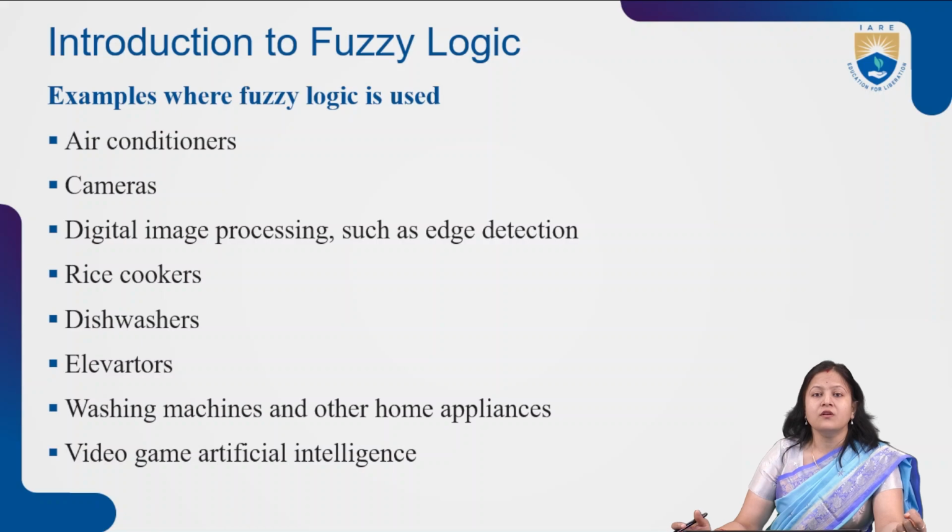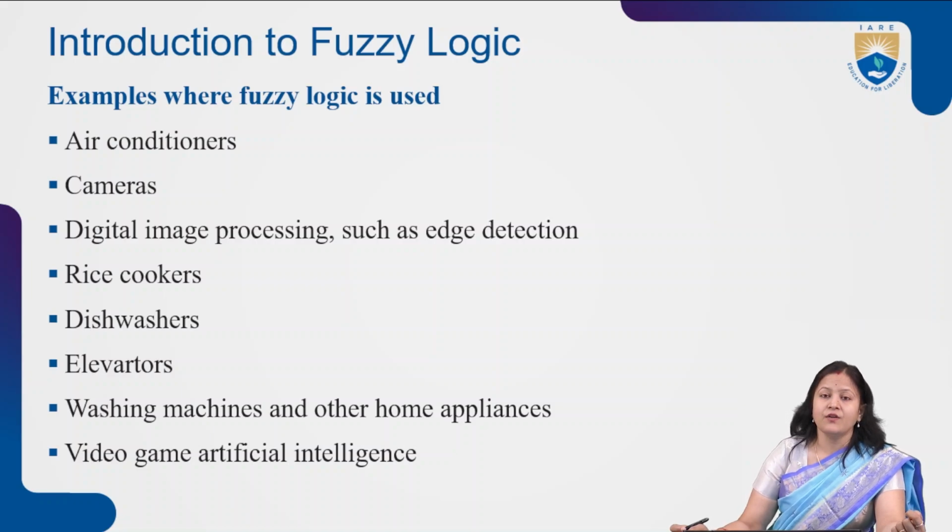Even it is used in digital image processing, such as edge detection, as I discussed, the rice cooker, and the dishwasher: the flow of water, and making it warm or hot, depends upon the dirtiness of the utensils. That happens in the dishwasher. That is because of fuzzy logic. Even elevators, washing machines and other home appliances, and video games and artificial intelligence also use it.